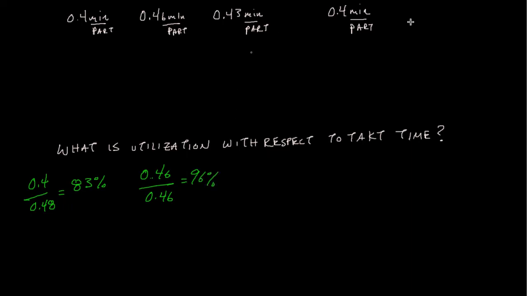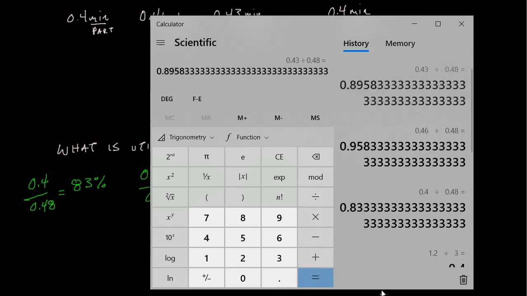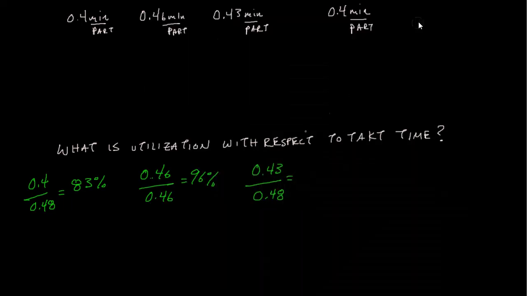And then the assemblers are working at 0.43 divided by 0.48, and that equals 90%. We'll round up to 90%. And then finally, the paint operators are working at 0.4 divided by 0.48, which is the same as the shear operator, which is 83%.